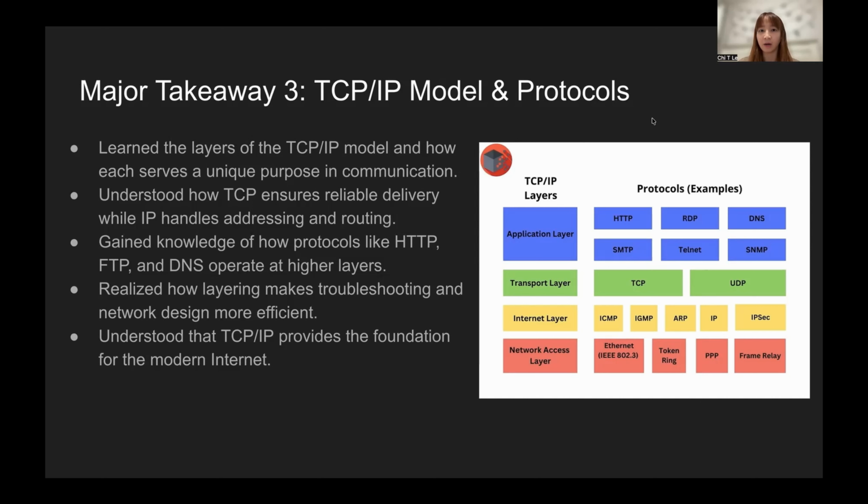And on top of that, we learned about how everyday protocols work. HTTP is for web browsing, FTP is for file transfers, and DNS is for translating domain names. What stood out to me is how the design makes troubleshooting and managing networks easier, because you can isolate issues at the specific layer instead of looking at the whole system.